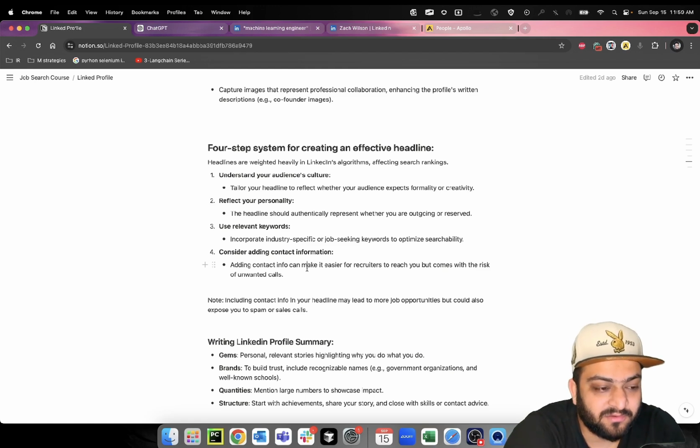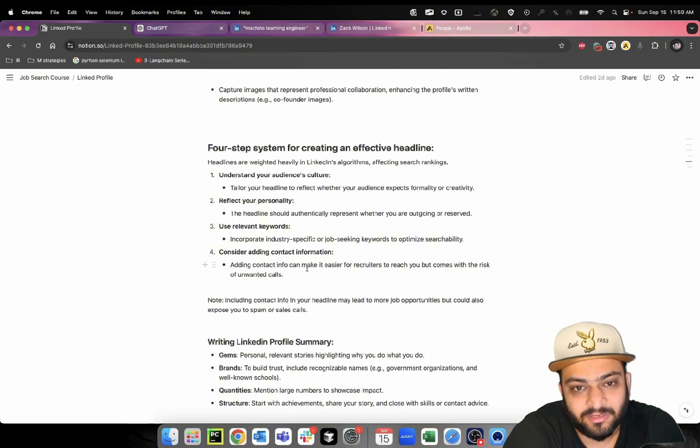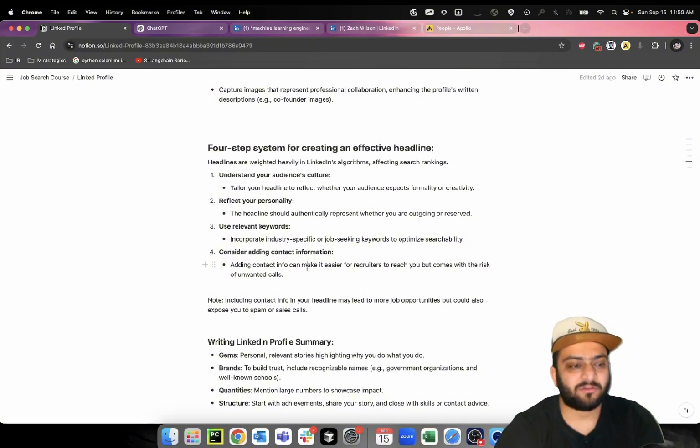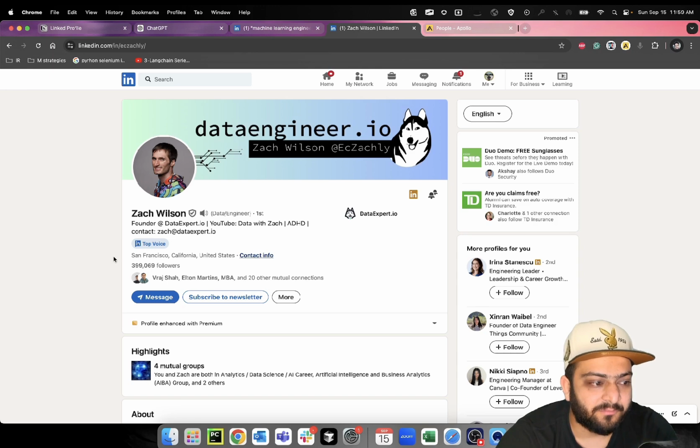Consider adding contact information. Adding contact information can make it easier for recruiters to reach out, but comes with a risk of unwanted calls. A lot of the time this might happen, but this only happens with people who have a big following, right? If you have a small following, it doesn't matter. You might not even get any unwanted calls. But yeah, you can make sure that you have good contact information, which is in here.